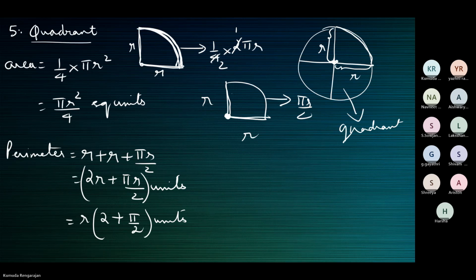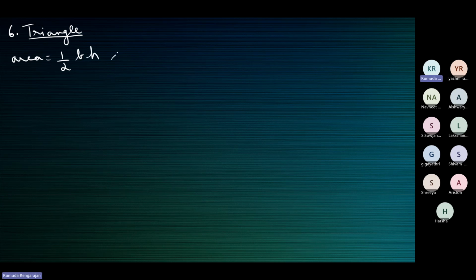Okay. So that was about circle, semicircle, and quadrant. Next, triangle. So area is given by the formula half into base into height. Half into base into height, or simply half BH. Half into base into height, square units.